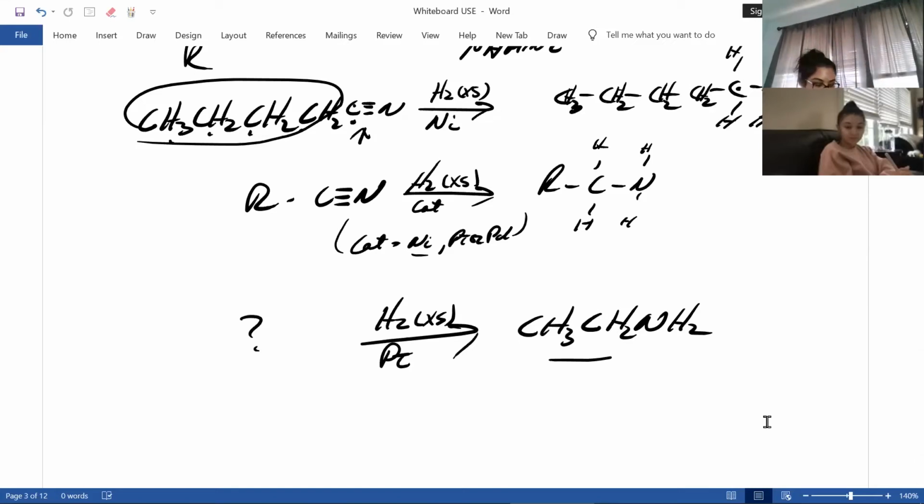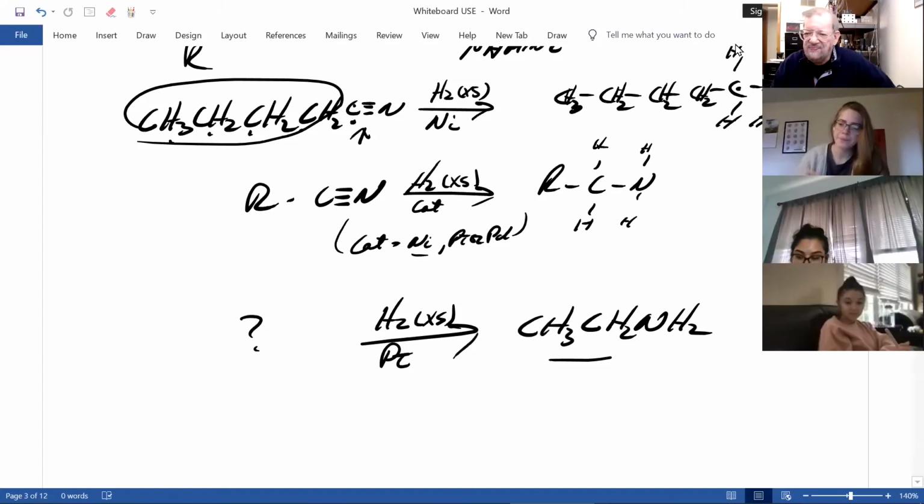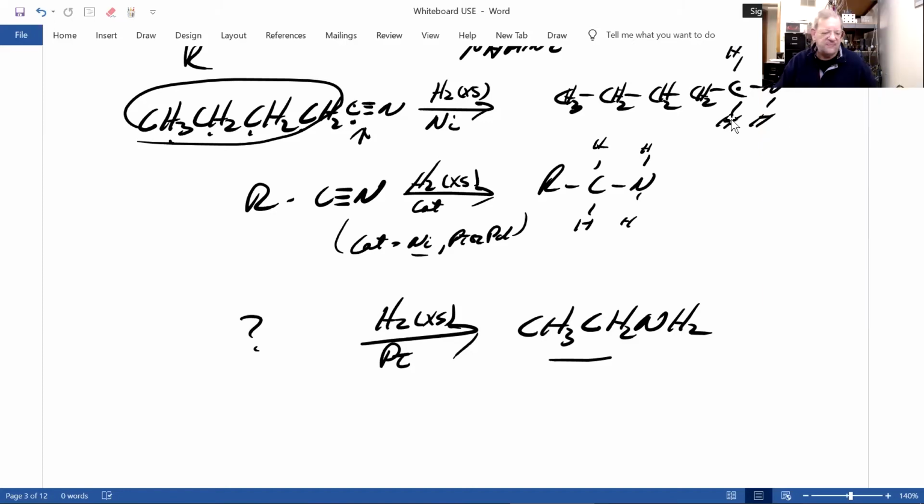Let's see, I think everybody's done. So I better get to work. All right, question is, what's different? Carbon, ooh, nitrogen. And it's only got one R group. This is a primary amine.